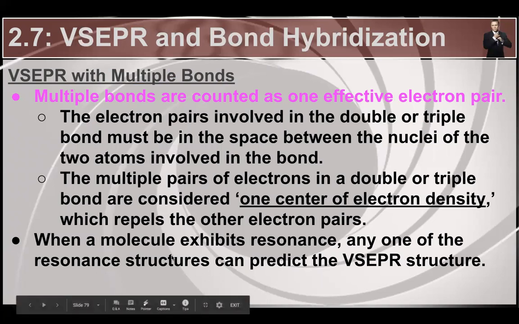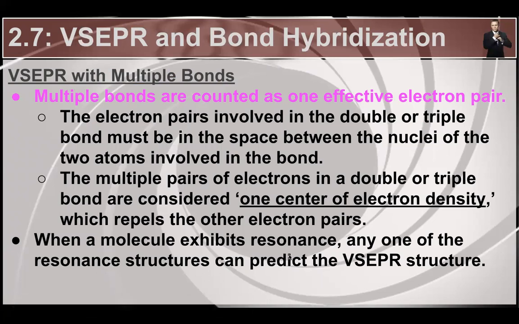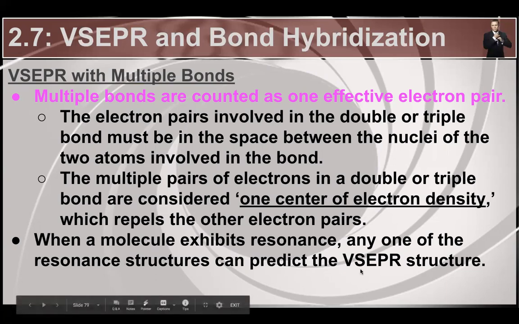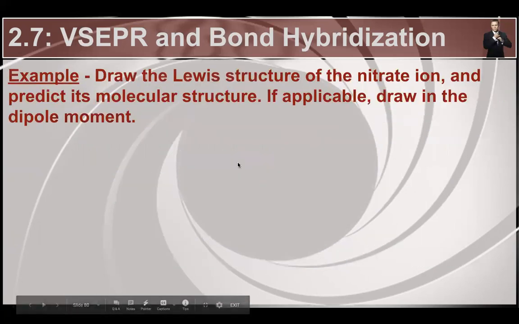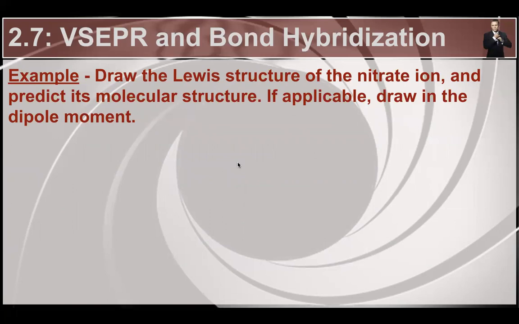And then one more note, if a molecule exhibits resonance, so we could have a double bond in one area and then 2 single bonds, you can use any of the resonance structures to predict our VSEPR structure. Okay, because it means that we're going to still have the same number of bonding areas as well as the same number of lone pairs. So it doesn't matter which one you use.